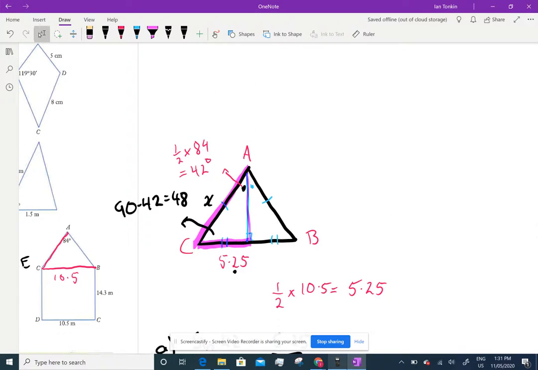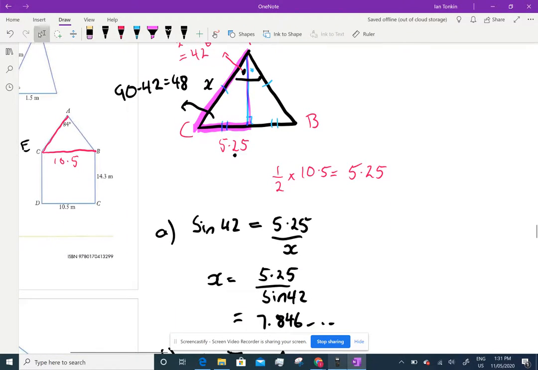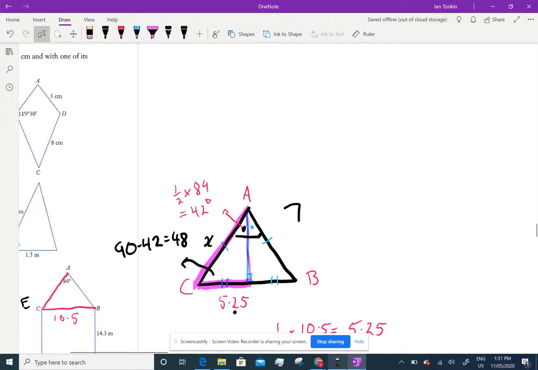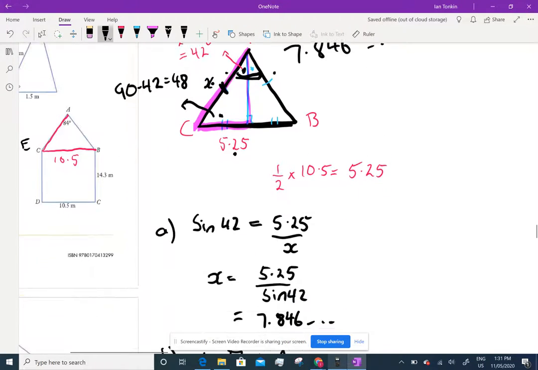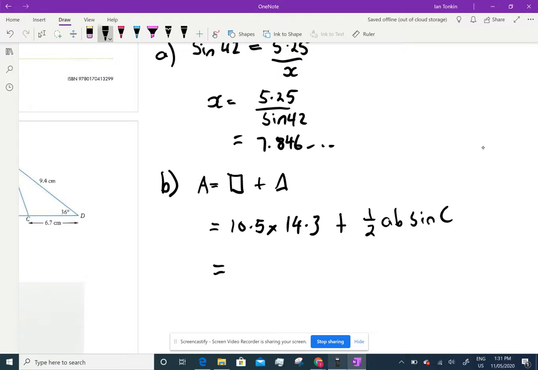Oh, it's an isosceles triangle. Why don't I just use the 84? I'll just use the 84, and because these two sides are the same, I can use 7.8466. It doesn't matter which one I use. I can use this side and this angle, or I can use this whole side and this angle. And I'll do them both just to show you that it works.